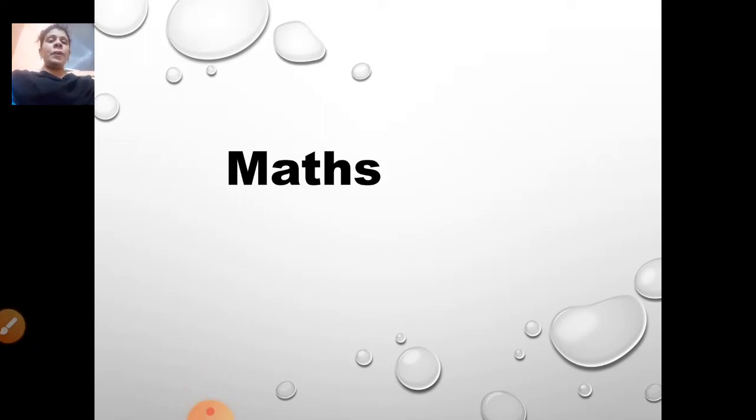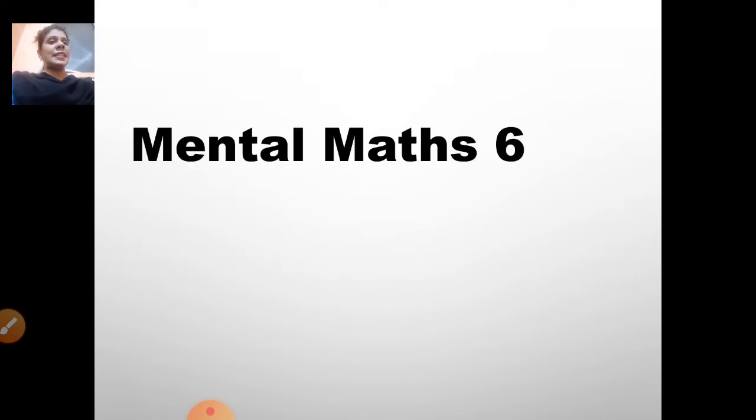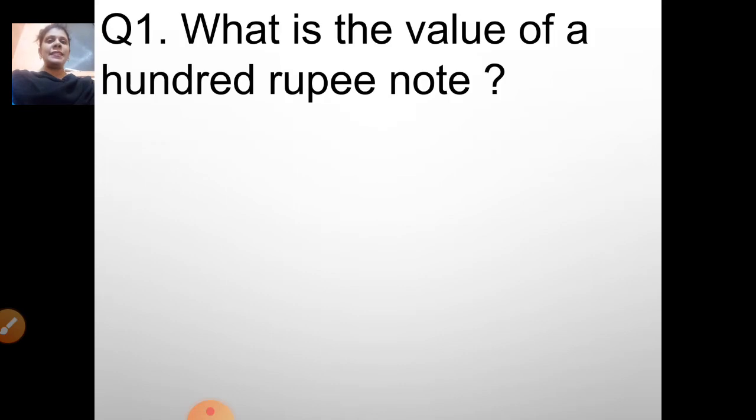Now, children, in our previous session, we did chapter 6 Coins and Currency Notes, part 4. Correct? Today, we are going to do chapter 6 Coins and Currency Notes, but Mental Maths 6. Okay? So, let us see the questions.